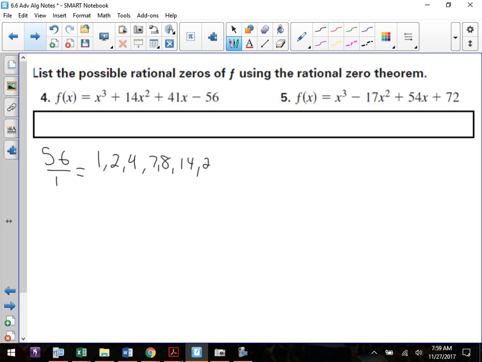Was it 28 and 56? And these are all plus or minus. Okay. So in this case, we have what? 1, 2, 3, 4, 5, 6, 7, 8. There are 16 possible zeros. Okay. There are 16 possible zeros.